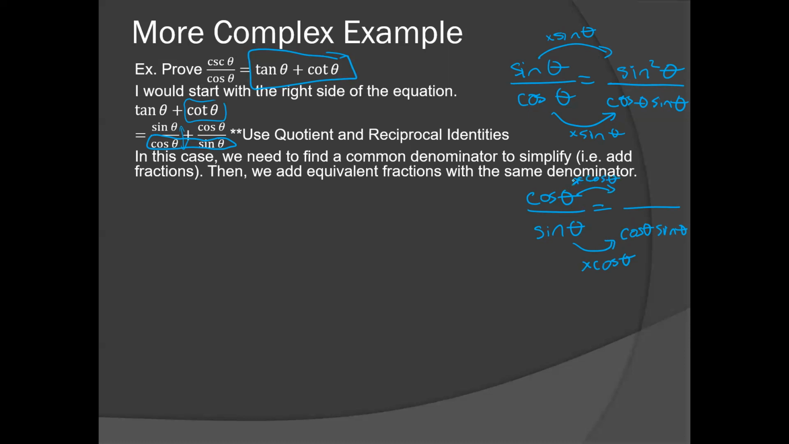So hopefully everyone's understanding that so far. I just need a common denominator. And once I find the common denominator, I'm finding the equivalent fractions. So now I have cos squared theta over cos theta times sine theta. That's my equivalent fraction there. So now that I have the equivalent fractions, I'm just going to add them up.